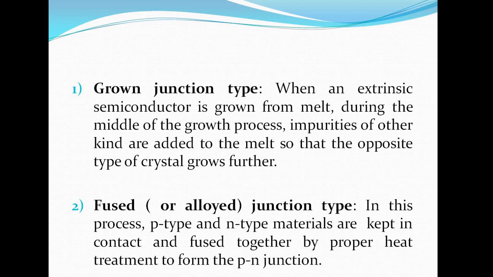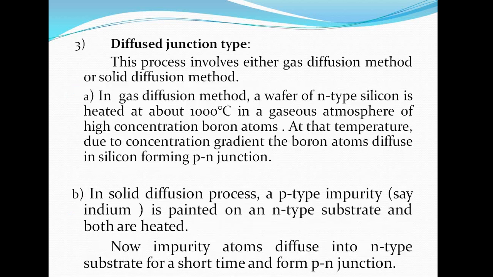Next, in the fused junction method, we simply take the P type material and the N type material. These two are in contact, and we give them proper heat treatment. These two form the PN junction diode. That is called the fused junction type.